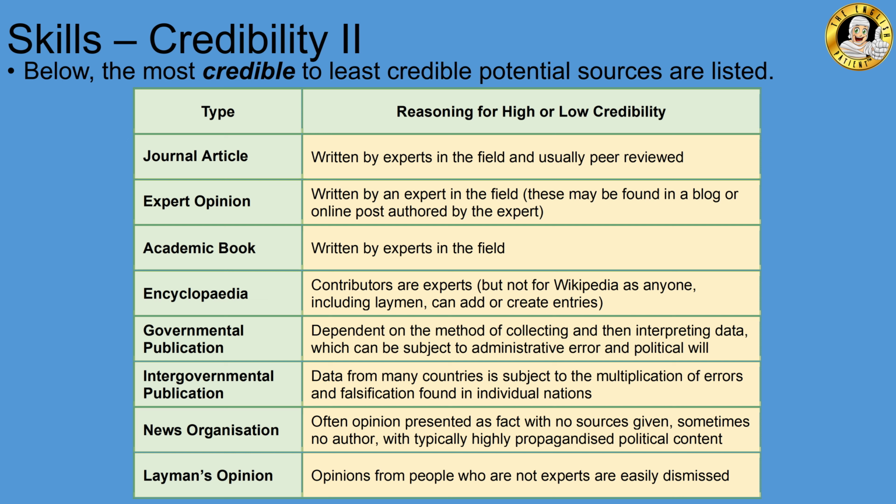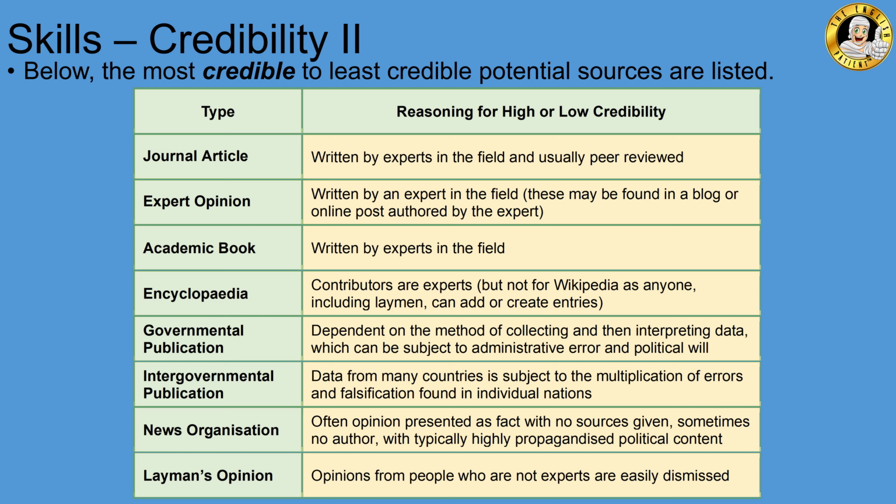Now, intergovernmental publications are even less reliable than governmental publications, and this is because now we have data which is coming from many different countries, which were already subject to the chances or possibilities of administrative errors and the possibility that political will has played a factor in the alteration of the data or the results. And now we have all of this data, with already potential errors in it, accumulated into one particular article. So there is the possibility of a multiplication of errors and falsifications.